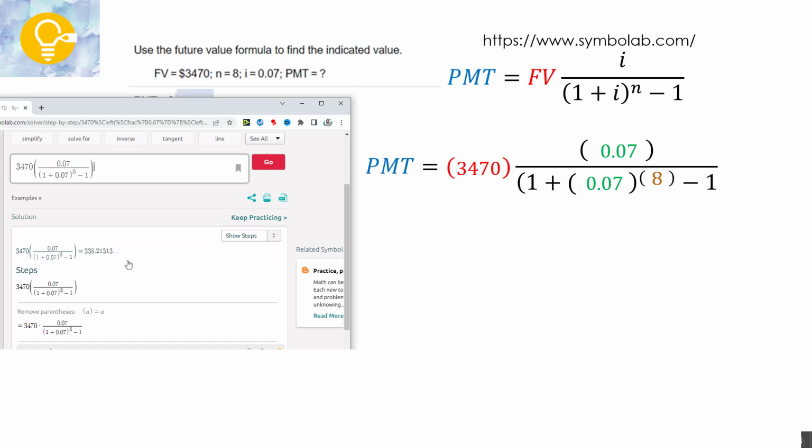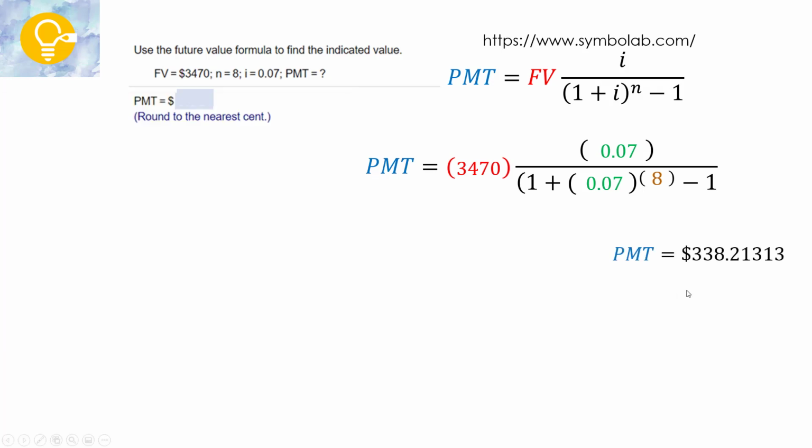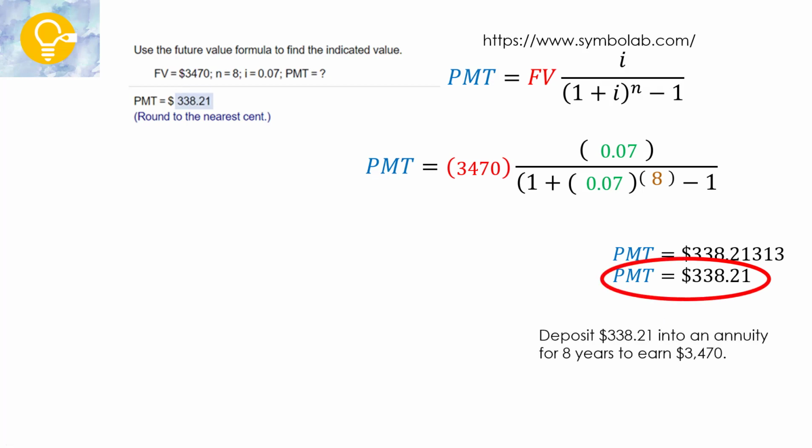Okay, we need to write this number down. Now let's look back at our formula. We ended up with 338.21313. They ask us to round to the nearest cent. So this gives us $338.21. We'll need to deposit $338.21 into an annuity for 8 years to earn $3,470.